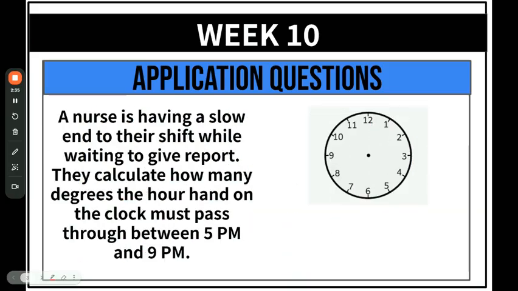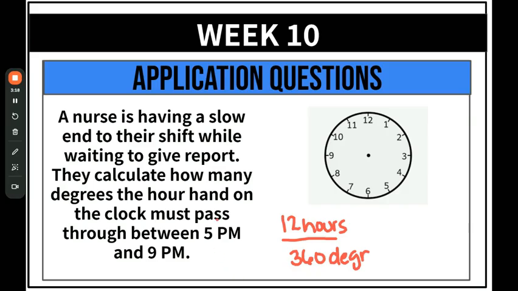Okay. A nurse is having a slow end to their shift while waiting to give report. They calculate how many degrees the hour hand on the clock must pass between 5 p.m. and 9 p.m. Okay. So we know that the entire clock here is 360 degrees and there are 12 hours on the clock. So let's set up a proportion. We're going to do that there are 12 hours total, and this is going to give us 360 degrees.